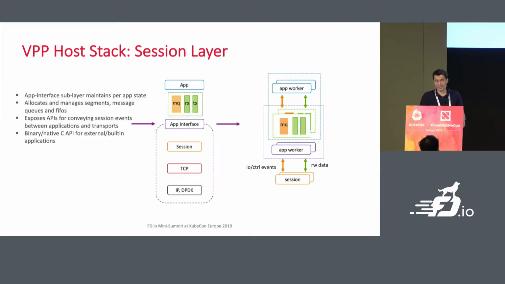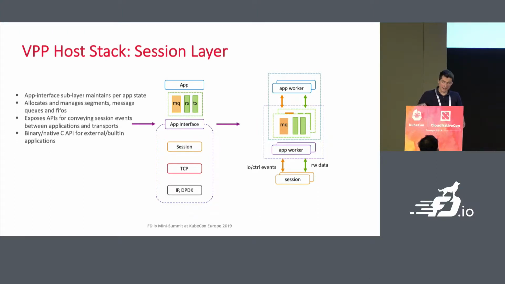Now, focusing on the app interface sublayer, this is the component that keeps per application state. That is, it knows where the application can be found over the binary API. It knows where it can be found over the session layer messaging API, which we'll see in a second we call the message queue. If the application registered multiple workers for the stack, this is the place where we keep state for them. And it also maintains state that tracks whatever services the application requested from the session layer.